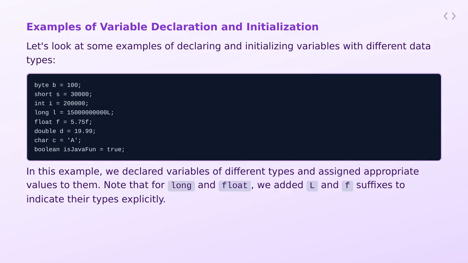Let's look at some examples of declaring and initializing variables with different data types. I'll let you read the examples on screen rather than reading every line aloud. In this example, we declared variables of different types and assigned appropriate values to them. Note that for long and float, we added L and F suffixes to indicate their types explicitly.